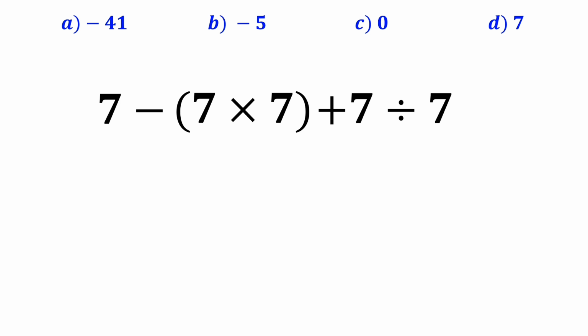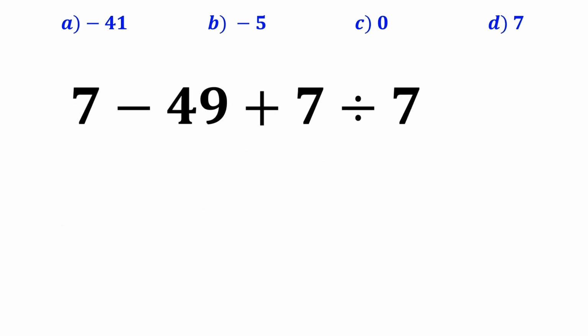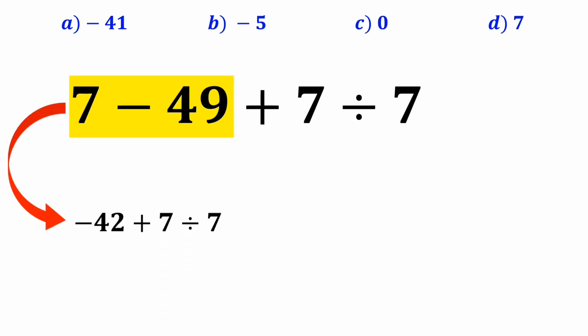In most cases, people start solving this question by going to the parentheses first, and they rewrite this expression as 7 minus 49 plus 7 divided by 7. In the next step, they go to 7 minus 49, which I have highlighted in yellow, and rewrite this expression as negative 42 plus 7 divided by 7.